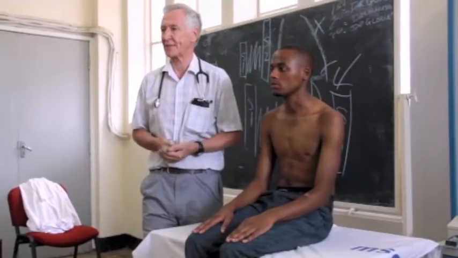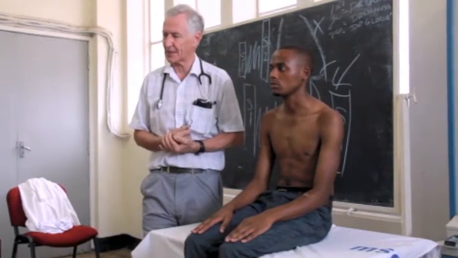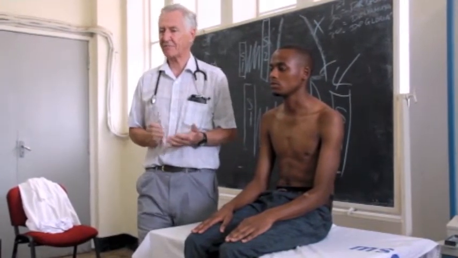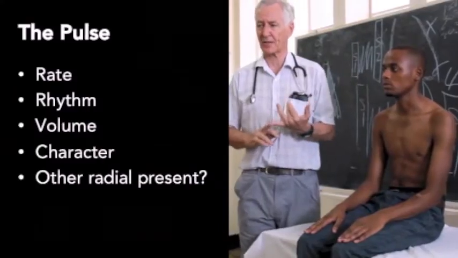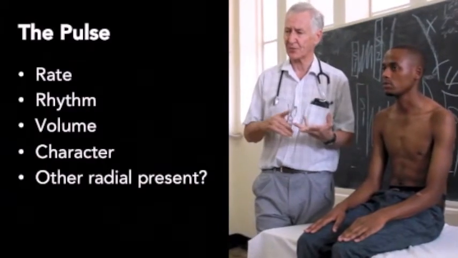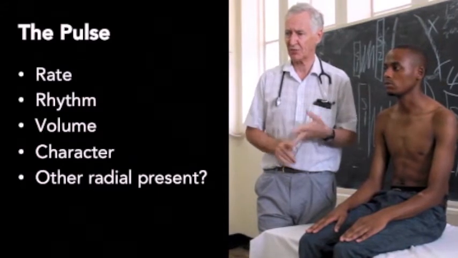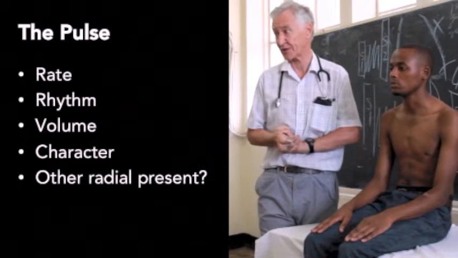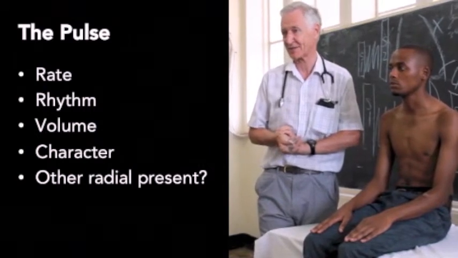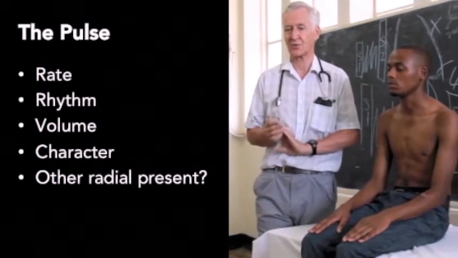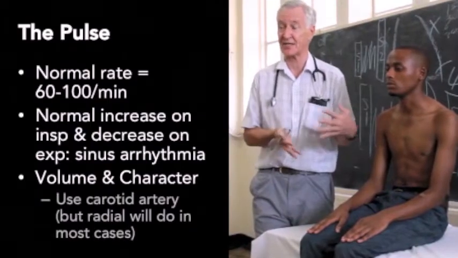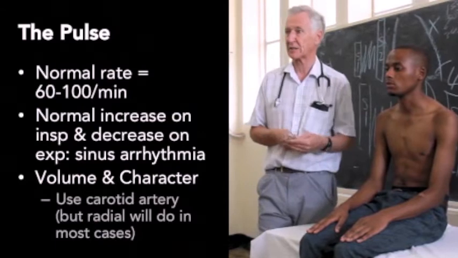Now we go on to the examination of the cardiovascular system proper, and start with the pulse. There are 5 major things that we have to remember about the pulse: rhythm, rate, volume, character, arterial wall, and lastly, whether the other radial pulse is present. I'll re-emphasize those. The rate is self-explanatory. Anything above 100 is tachycardia, anything below 60 is bradycardia.